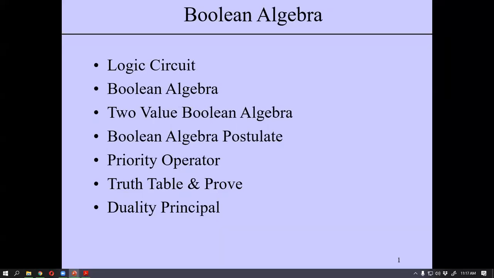Previously, we completed logic circuits and number systems. So today our topic is Boolean algebra. Okay, Boolean algebra.